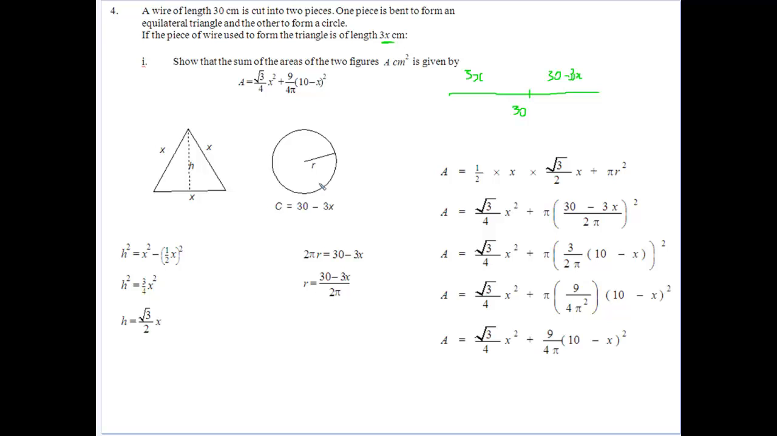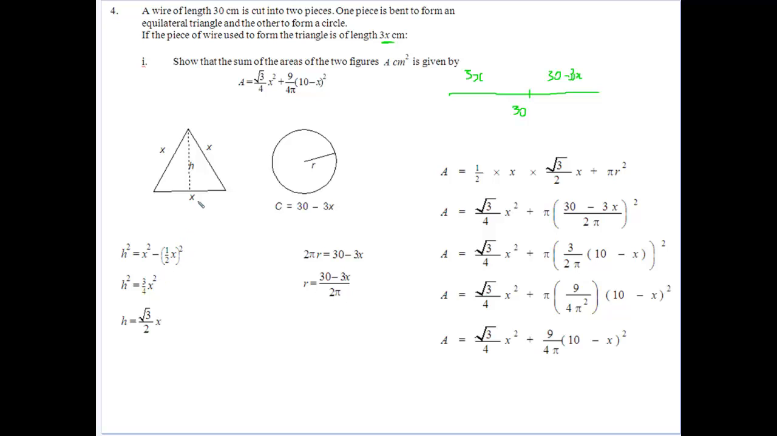Now, we have a look here. We need to find the sum of the areas, all in terms of x. Well, that's not an easy thing to do at times. If we've got an equilateral triangle there, then every side must be x, because the piece was 3x there. So that made it easier to get the sides being x.